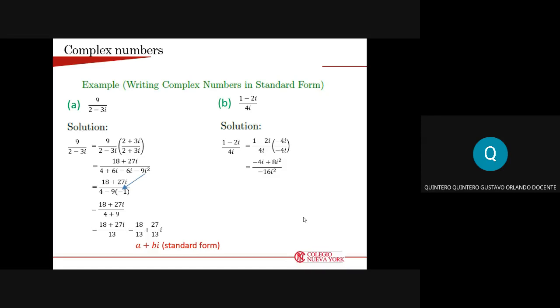Salome, you said you had a question. Why you multiply by 4i? I didn't multiply by 4i, Salome. I multiplied by negative 4i, right?